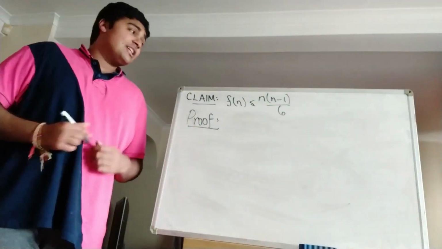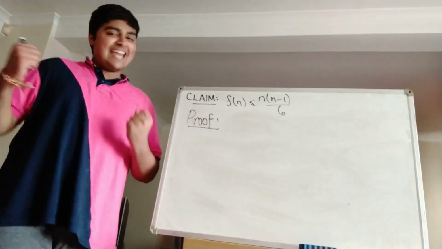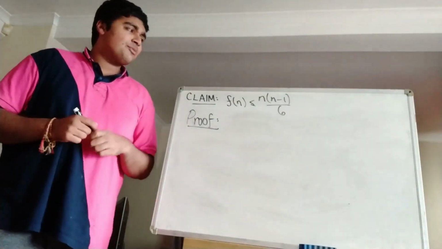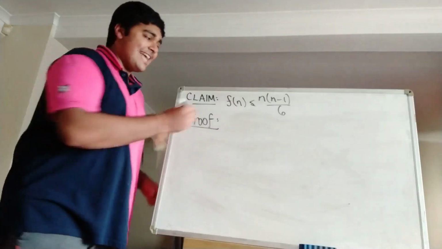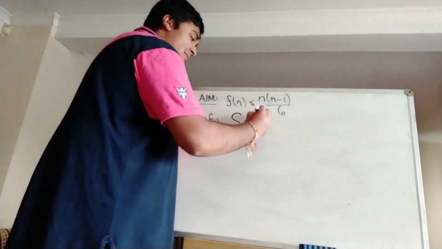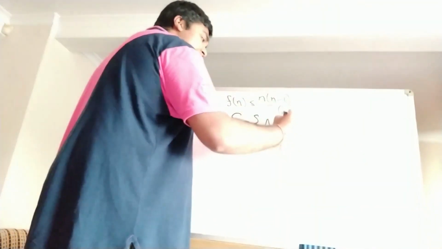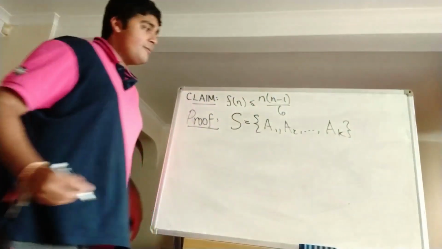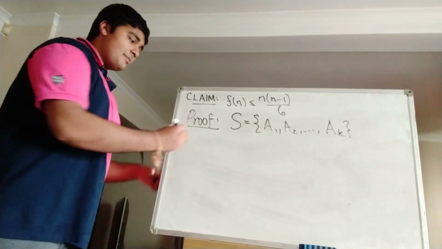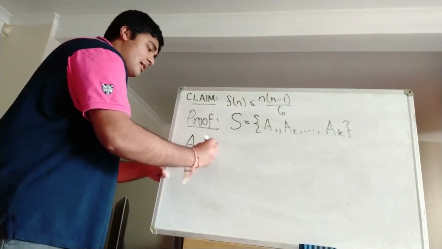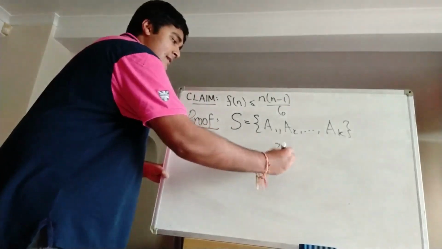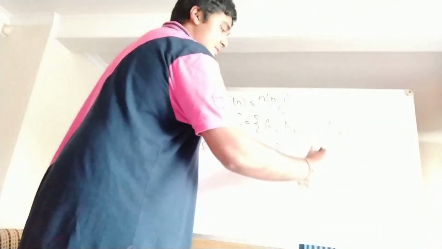Okay, so the first thing I'm going to do is prove our upper bound, and that is that f of n is at most n times n minus 1 over 6. The way we're going to prove this is firstly by starting off with our set S and labelling its elements. I'm going to call them A1, A2, and so on all the way up to AK. We know from the statement of the problem that each of the AIs are going to be subsets of 1, 2, all the way up to n, and that the cardinality of each of these AIs is just 3.